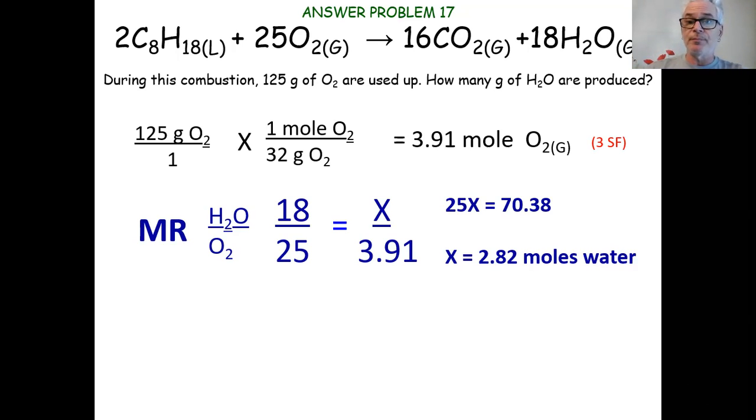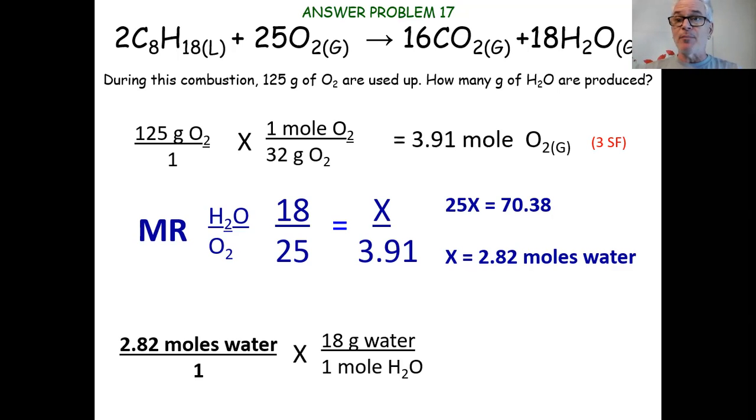going to form. Now, we have to convert those moles of water into grams, because that's what the question says. Not how many moles, that could be an answer, but it says how many grams. So we take 2.82 moles of water, and we're going to multiply that by the molar mass of water. Now, we've done this many, many times. You write H2O, draw a line, and then under it H and O, and it's 2 times 1 equals 2, and 1 times 16 equals 16. The molar mass of water is 18 grams per mole.